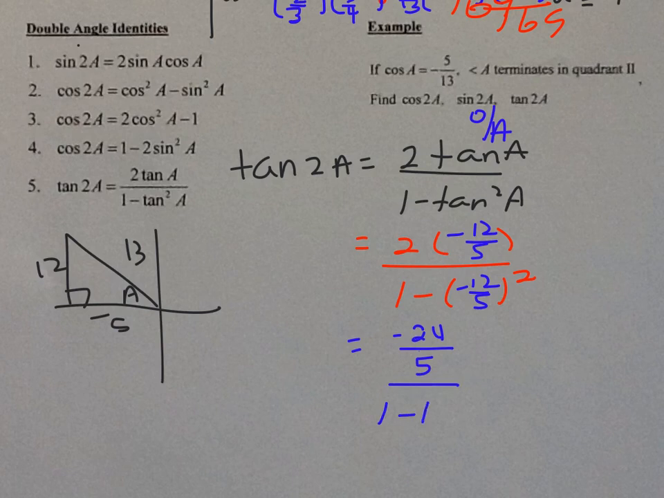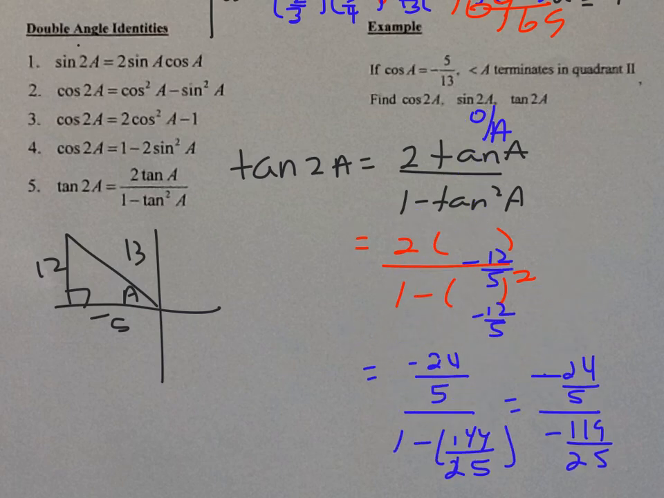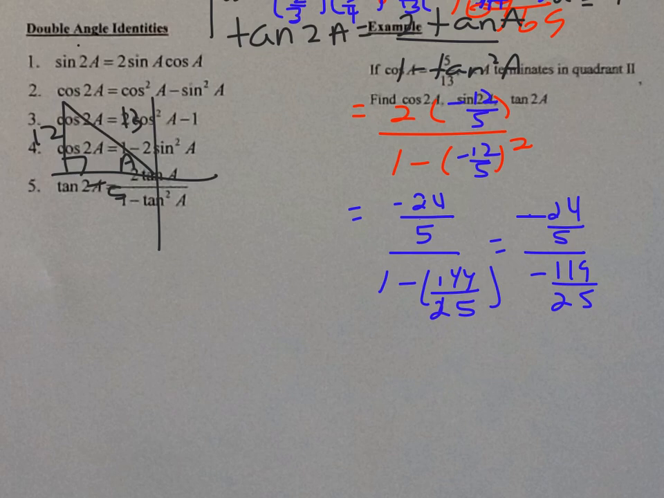Over 1 minus 144 over 25. So that's negative 24 fifths over 1 minus 144 over 25, which is negative 119 over 25. And now we have to do same change flip. So that's negative 24 over 5 times negative 25 over 119. So that reduces the 25 and 5 to 5 and 1. So that would be 120 over 119.